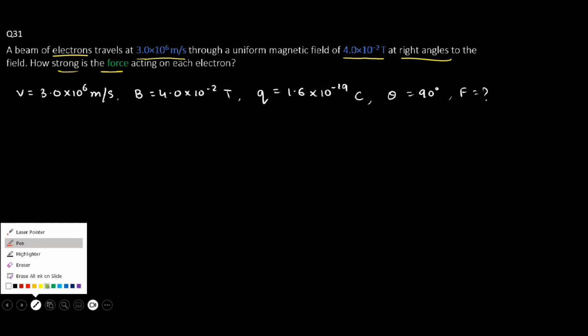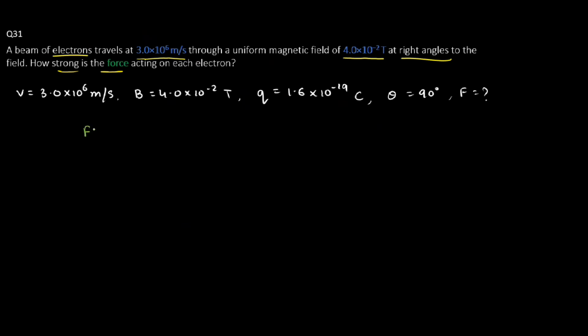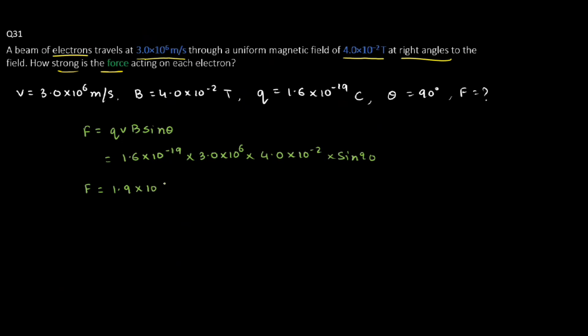So this is a pretty straightforward question where you just use the rule of force and plug in the values. F equals QVB sine theta. Let's substitute. Q is 1.6 times 10 to the power negative 19, V is 3 times 10 to the power 6, B is 4 times 10 to the power negative 2, into sine 90. And when I solve this, I get my value of force as 1.9 times 10 to the power negative 14 Newton.